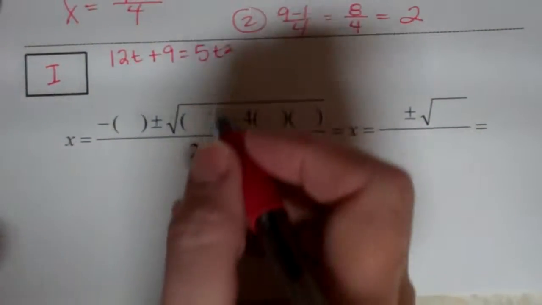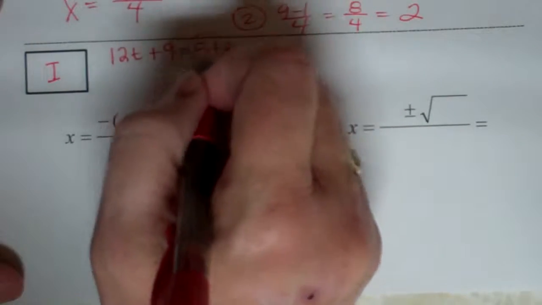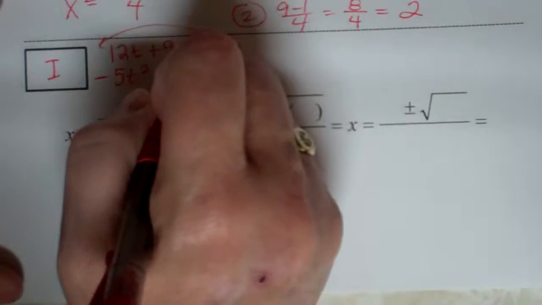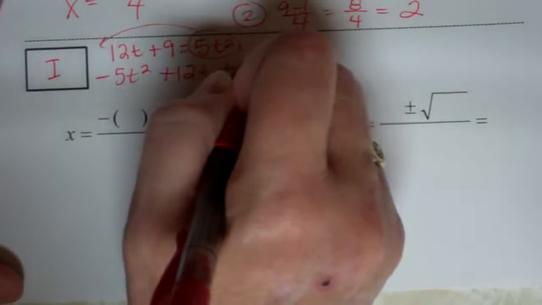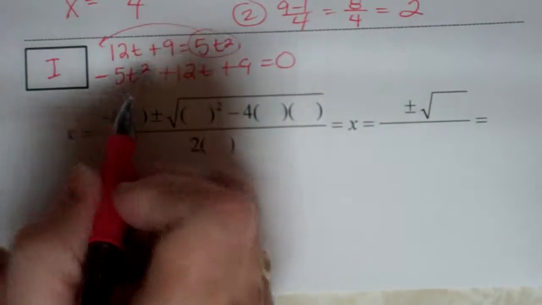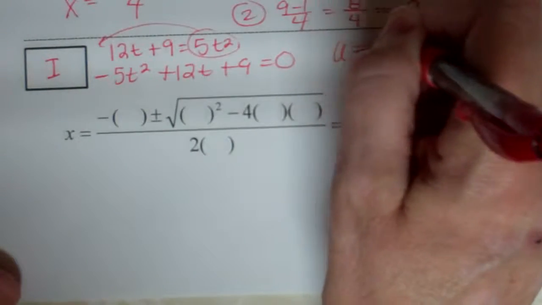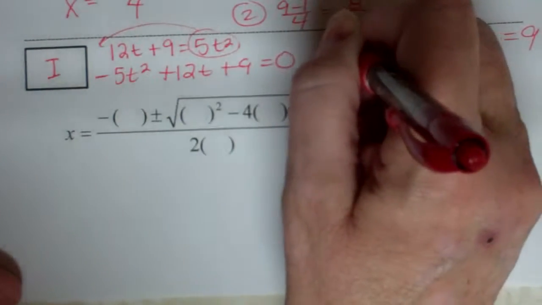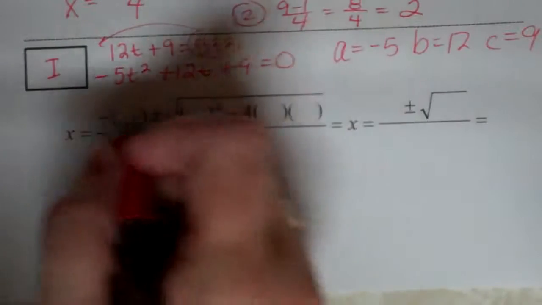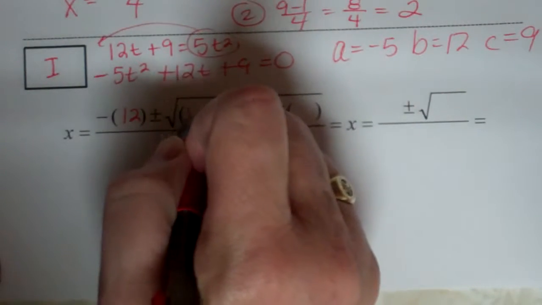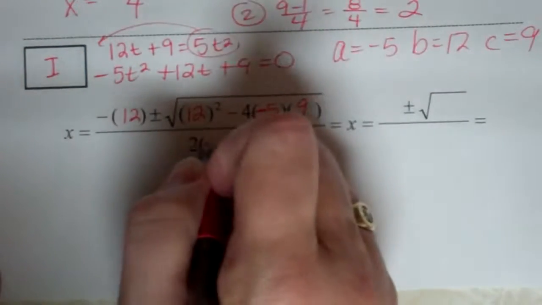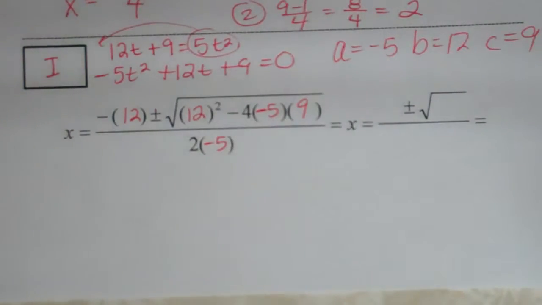So here we go. This needs to be over here. So I've got negative 5t squared plus 12t plus 9 equals 0. I like my squares first. So A is negative 5, B is 12, and C is 9. And here we go. X is equal to negative b plus or minus the square root of b squared minus 4ac all over 2a. And again, calculator can straighten out any craziness you get.